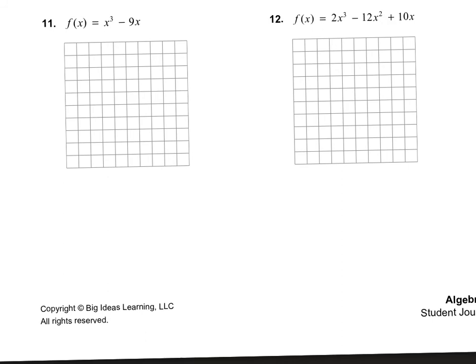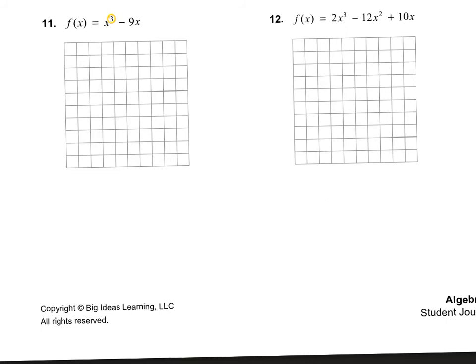So for number 11 and 12, they're doing something kind of tricky to us. They have x to the power of 3 here, which means it's not going to be a parabola like we have had before. It's actually going to be an S-shaped function. I'm going to solve it just like how I did before.